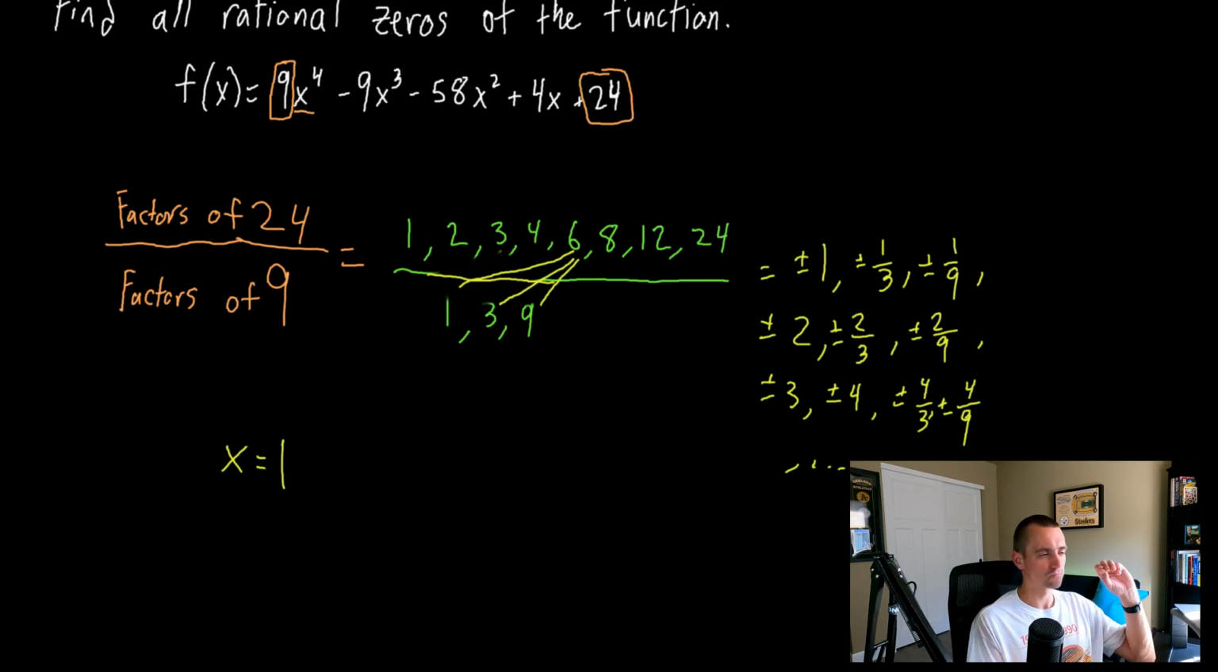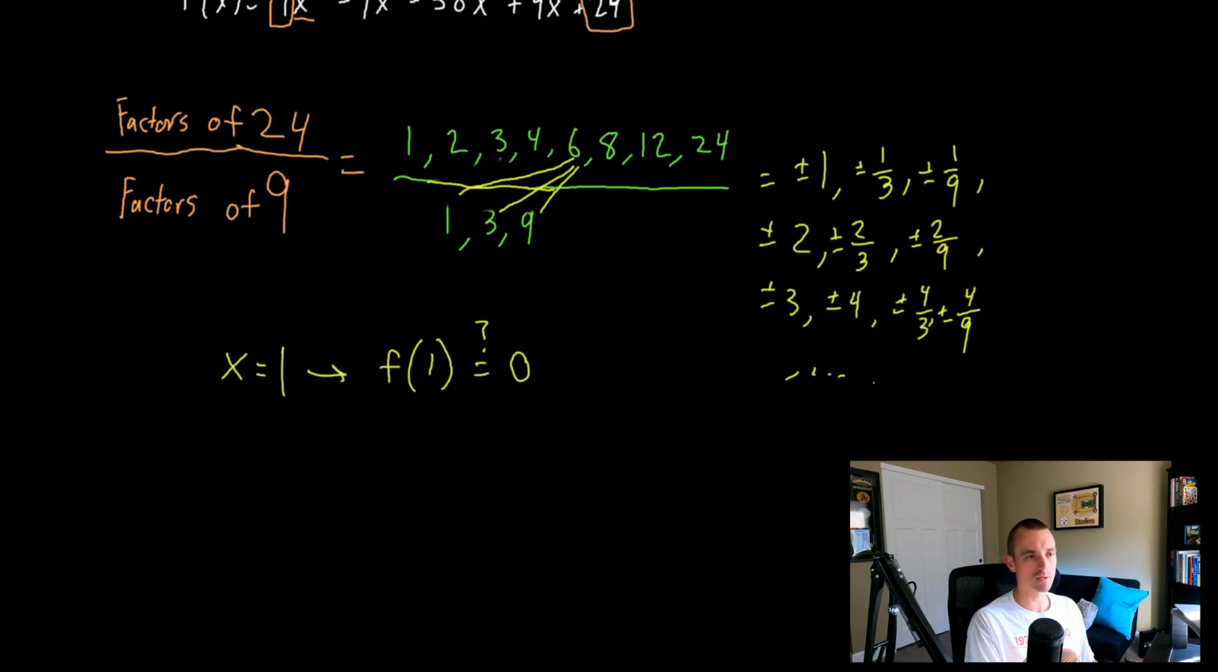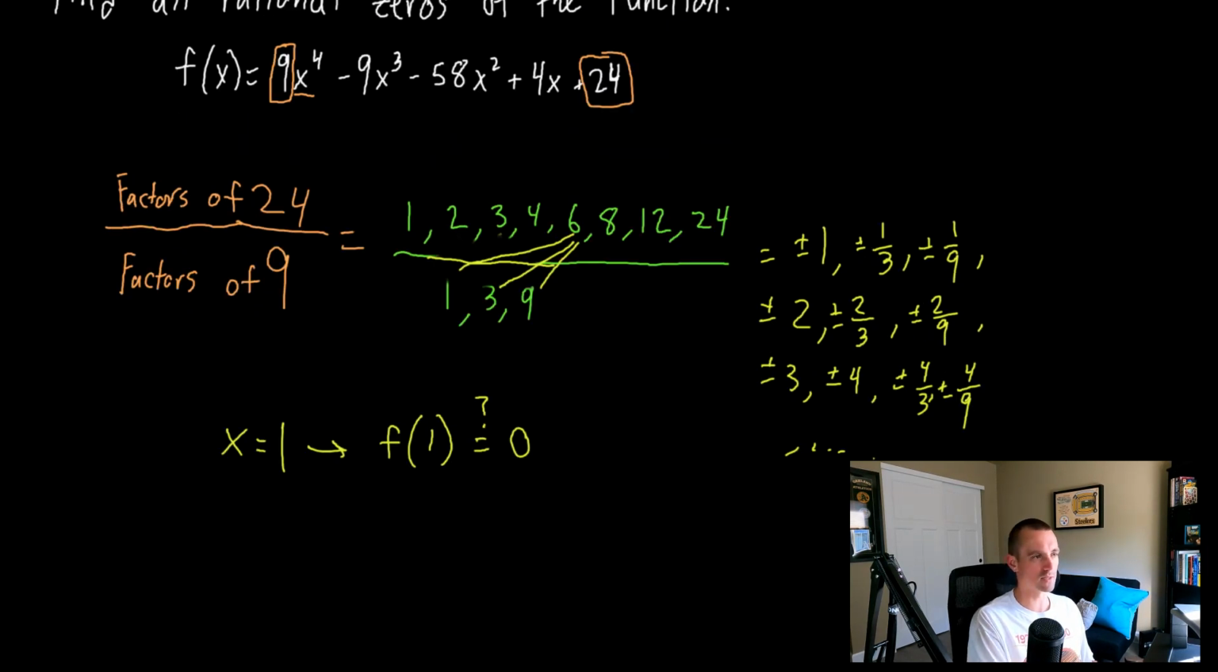But the easier way, keep in mind what a 0 of a function is. A 0 of a function means if you take that number and plug it into your function, so in this case, if we take f of 1, we should get 0, right? If that's true, then we know x equals 1 is a 0. If it's not, then it's not. So basically what you can do is once you get this whole list, you can start plugging it back into this function and see if you get 0.